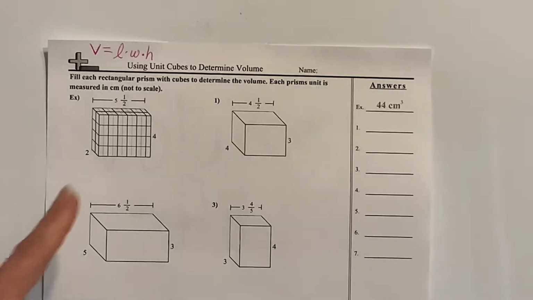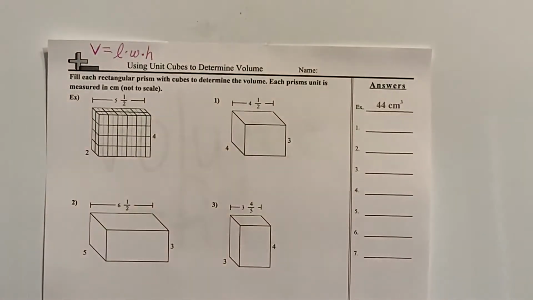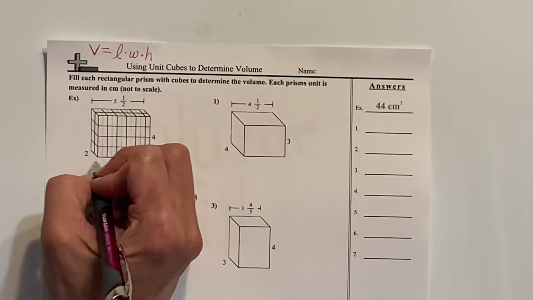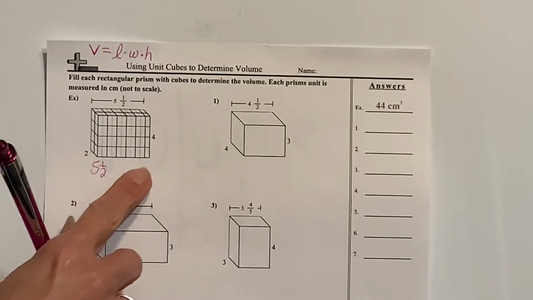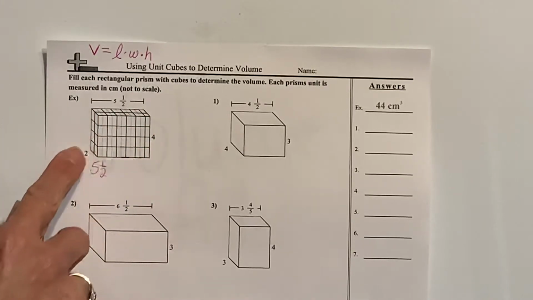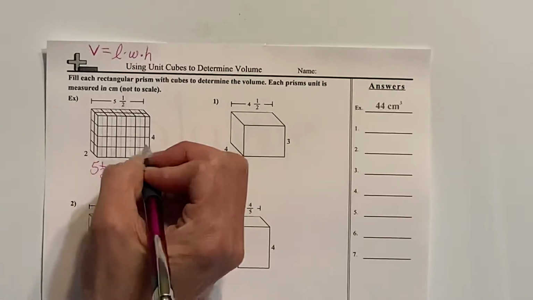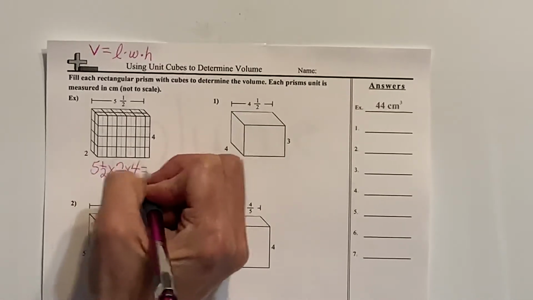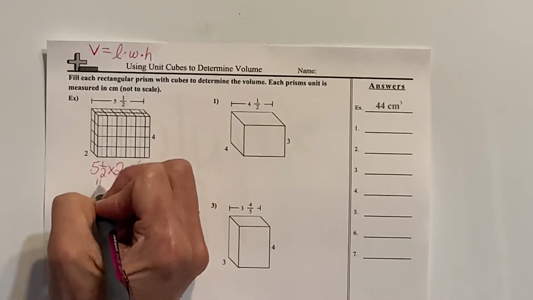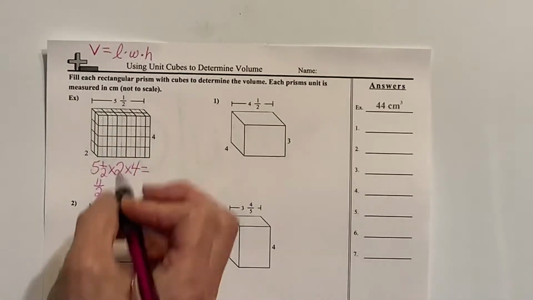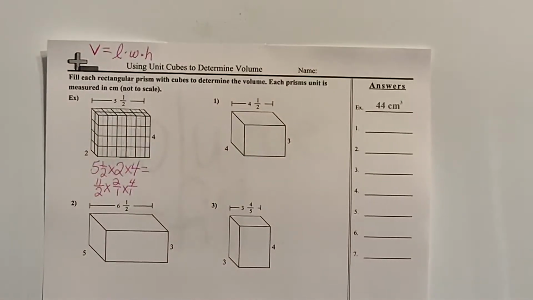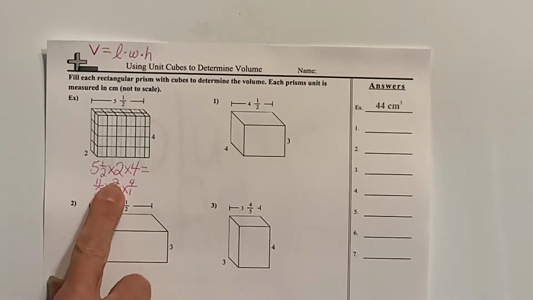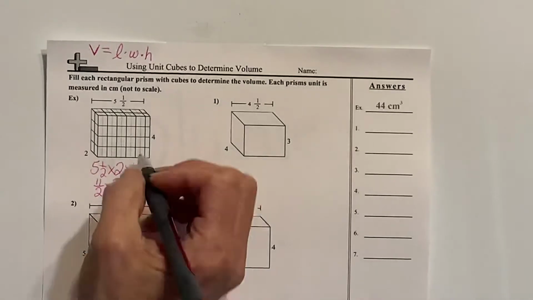So we're going to go ahead, and I know this one's already done for us, but I'm going to go ahead and work it out. It's not worked out here. So I'm going to take the length, which is 5.5, and remember I'm following the formula, 5.5 times the width, which is 2, and then the height, which is 4. So I have 11 halves when I transfer this to an improper fraction, times 2 over 1 times 4 over 1. So when I multiply this, I have 11 times 2, which I know is 22, and 22 times 4 I know is 88.